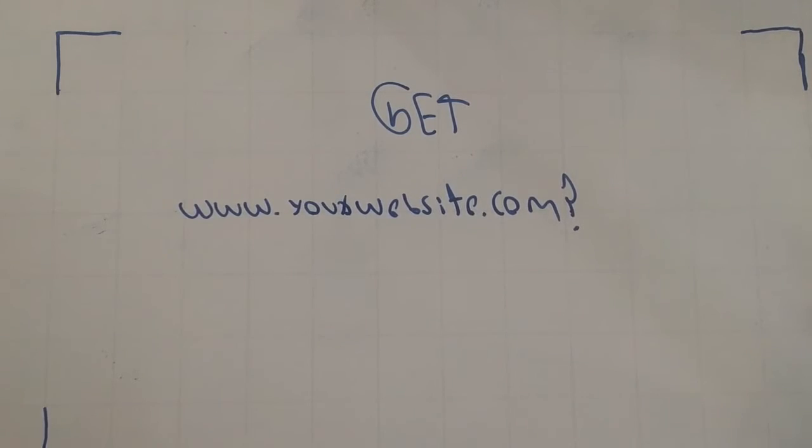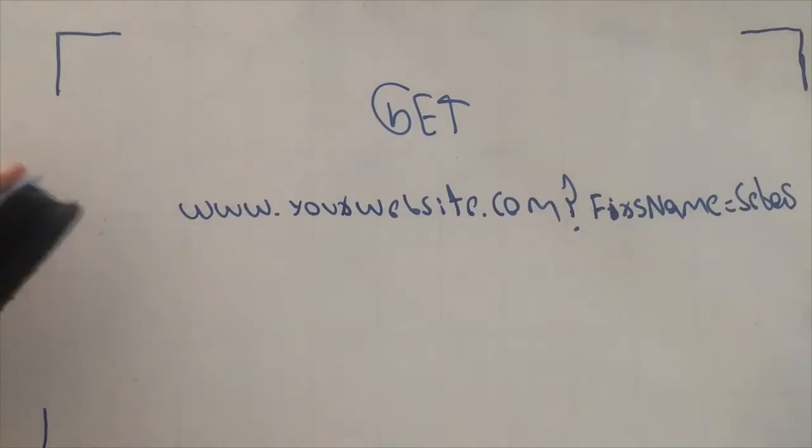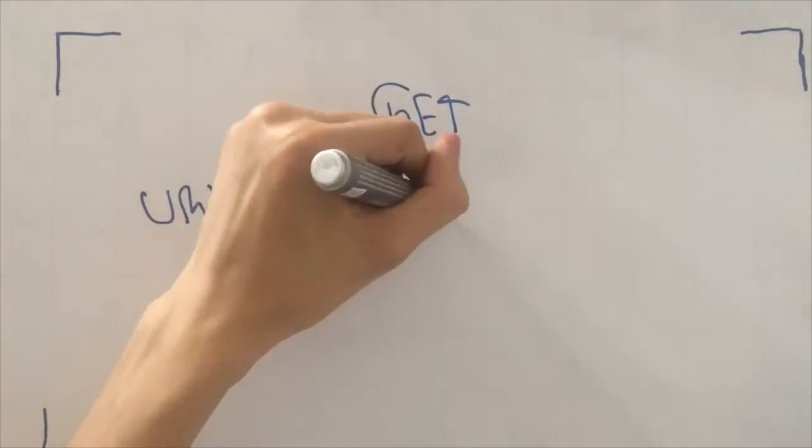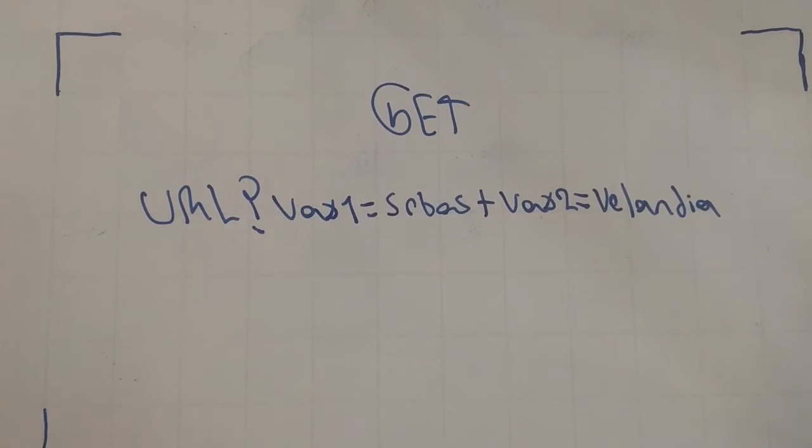For example, in this URL, we are adding a variable called firstname equals Sebastian. Usually, the information in a query string is used for searching a database. In this example, we are sending one variable, but we can send more. We can use spaces, the plus symbol, or the ampersand. However, the browser decodes these characters, and we will see that later on.